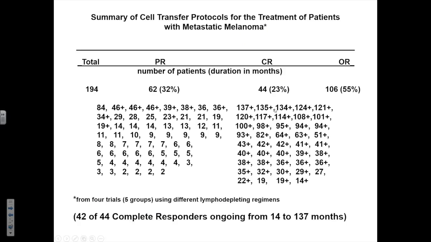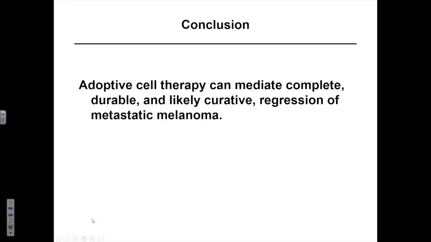If we now take all of the trials that we've done utilizing this particular approach in melanoma, 194 patients that you see, there were 23% had complete regression of all of their metastatic disease, and notice of these 44, only 2 have ever recurred, and the remaining 42 patients are in ongoing complete regression and are likely cured. And so these studies demonstrate that adoptive cell therapy can mediate complete, durable, and likely curative regression of metastatic melanoma, in many of these patients beyond 10 years.